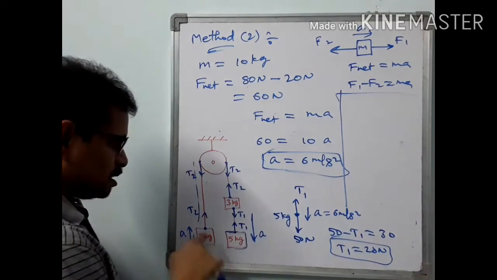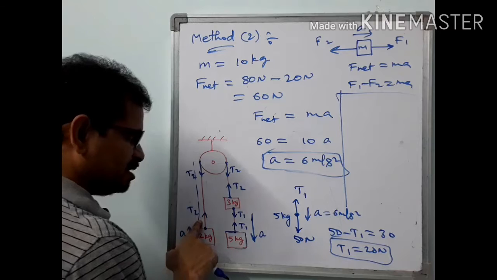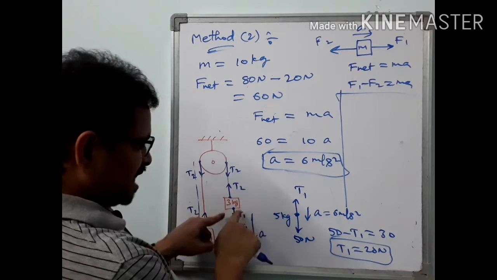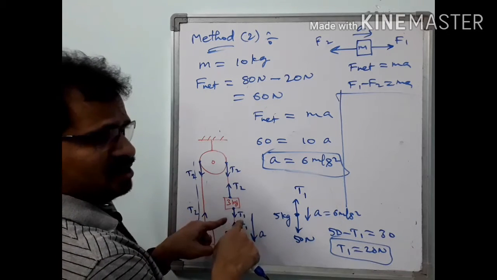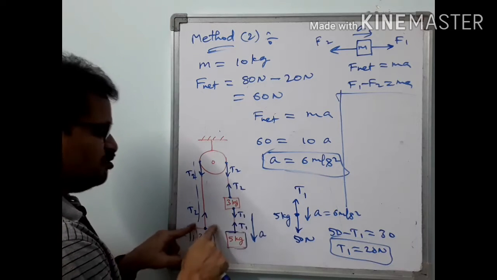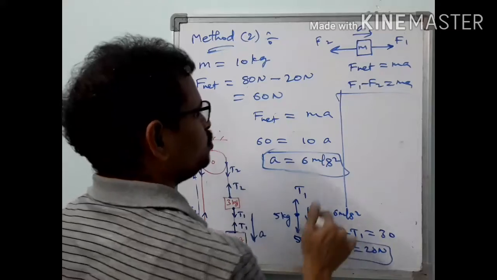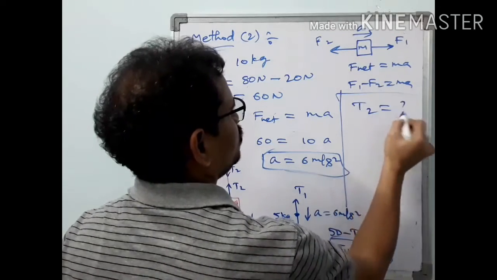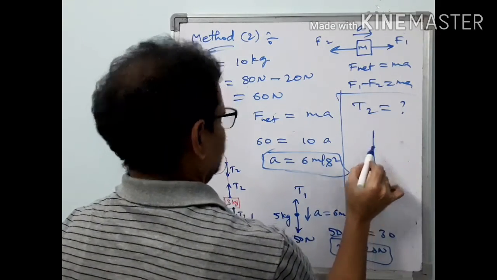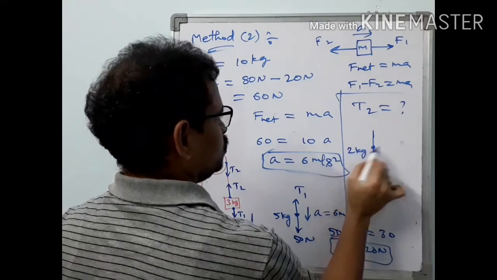Next, what else do you want? Now we have to find T2 here. T2 is acting here also, but don't take this one. Several forces are acting on the 3 kg block. Here it is free. It is being acted upon only by T2, and another one is the gravitational force. So let us take the 2 kg mass here for T2. Now T2 equals how much? So let us take 2 kg.